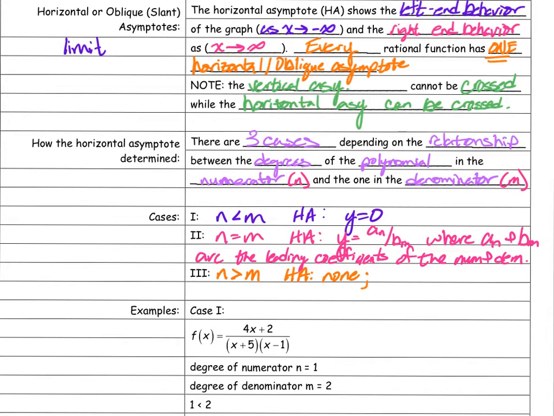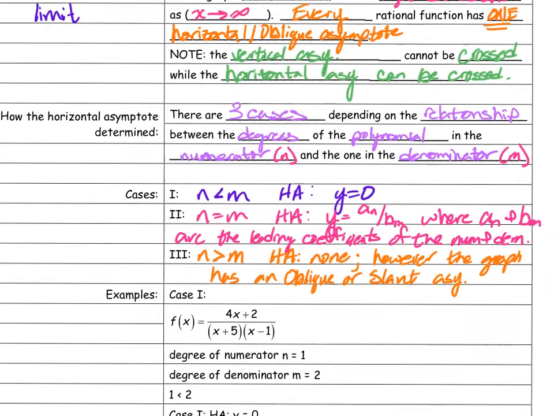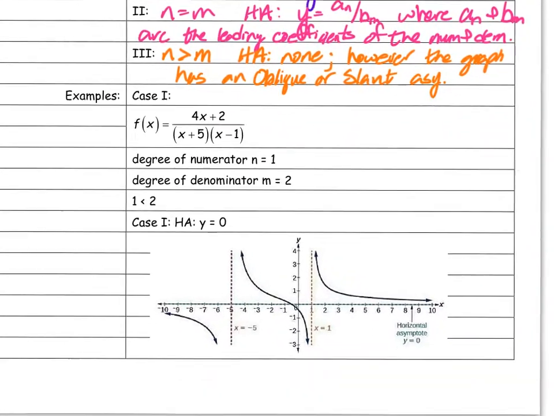What I have, however, is that the graph has an oblique or slant asymptote. Okay, so now I'm going to talk more about each case individually and show you an example for each one. So here we go for case 1.